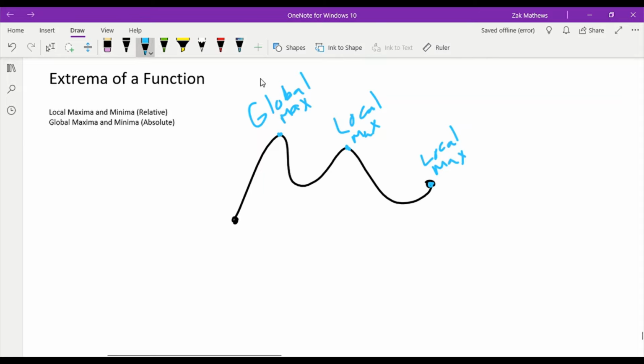Now, this global max is actually also a local. All global are always local as well. Now, if we think about why that was true, let's think about a real, more hands-on example, something we can think about a little clearer.